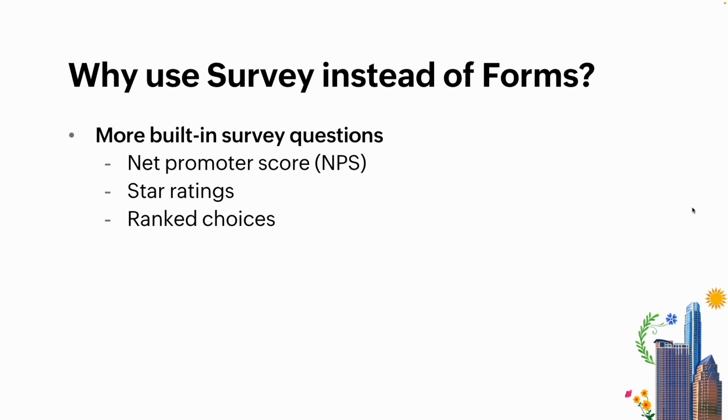So the first thing is there are more built-in survey questions. We have things like a Net Promoter Score question that are built in, so it's really easy to set that up. If you want to do a star rating, like they have on Amazon, where you can rate 1 through 5 stars, or a Likert scale, where you say how much you agree on a scale from 1 to 5 with a certain statement, right? Or the ability to rank choices. Those are all things that are way easier to do if you're using Zoho Survey, or just not possible to do in Zoho Forms.